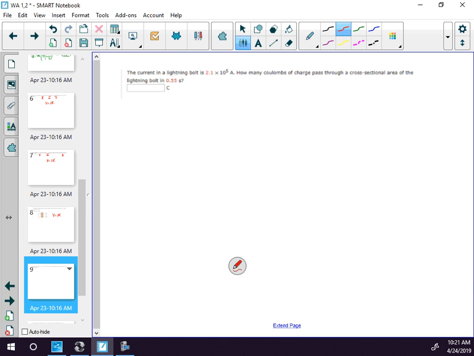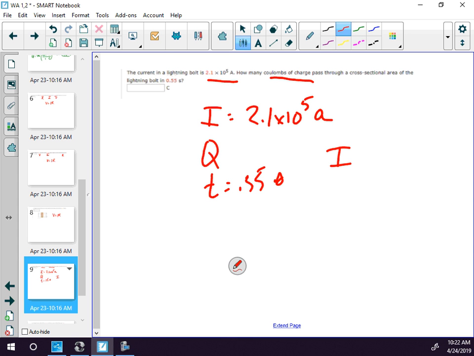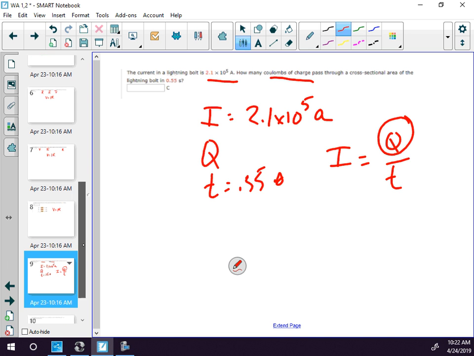All right, let's see if we can get something a little more challenging here. Ooh, well, actually, didn't we have this kind of question before? I think we might have. This shouldn't be too tough, but it does get us out of VIR for a few seconds here, right? So we're being given our current, 2.1 times 10 to the 5th amps, and we're looking for coulombs of charge. Coulombs of charge is Q. All right, and we're given, again, our time, 0.55 seconds. This is another straight application of the current formula. All right, but we are solving for that piece.